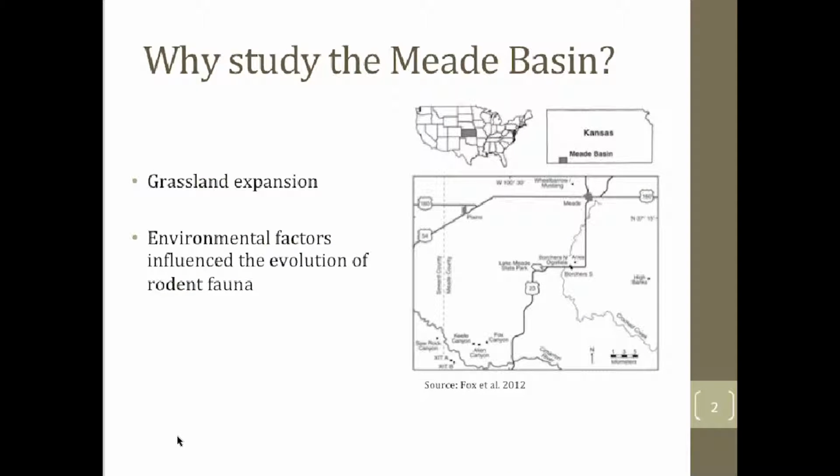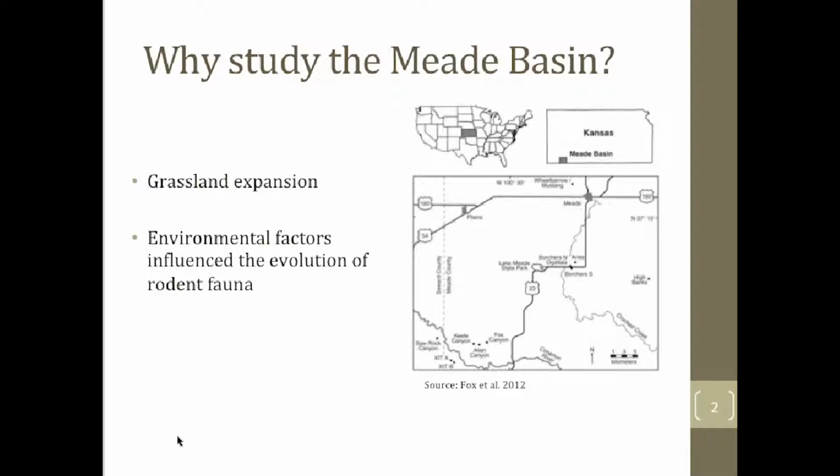So, just a quick visual of where Meade Basin is first. Meade Basin is located in southwest Kansas in the Great Plains, and the sections that we collected samples from run along two tributaries: the Cimarron River and the Crooked Creek. We chose Meade Basin for this study because it's known to have a really good biostratigraphic record of the Miocene and Pleistocene period.